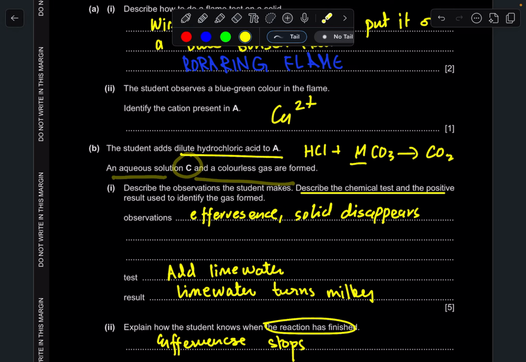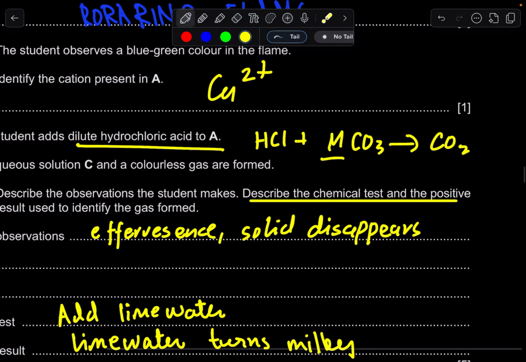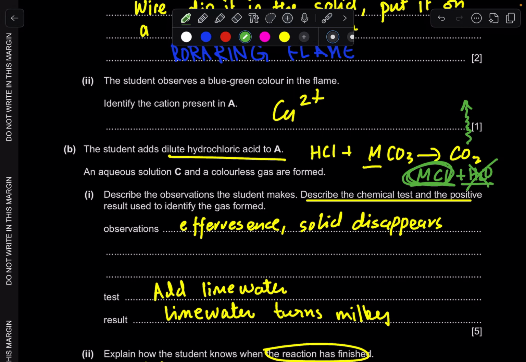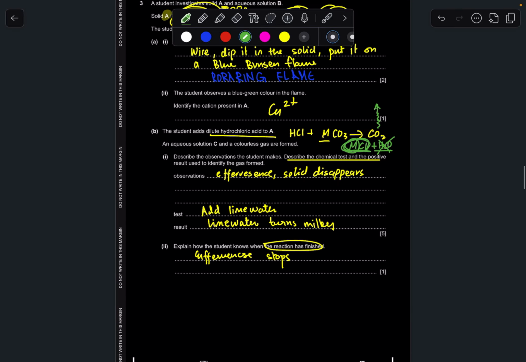So now C is gonna be some metal chloride. Do you get it? Because over here what you're gonna form, carbon dioxide plus metal chloride plus water. So C is gonna be a solution of metal chloride because carbon dioxide is gonna escape and water is gonna have no effect. So it's a metal chloride. So now we have to tell how are we gonna know what metal ion is present by adding ammonia to it. Okay, we already know that there's a chloride ion in it.